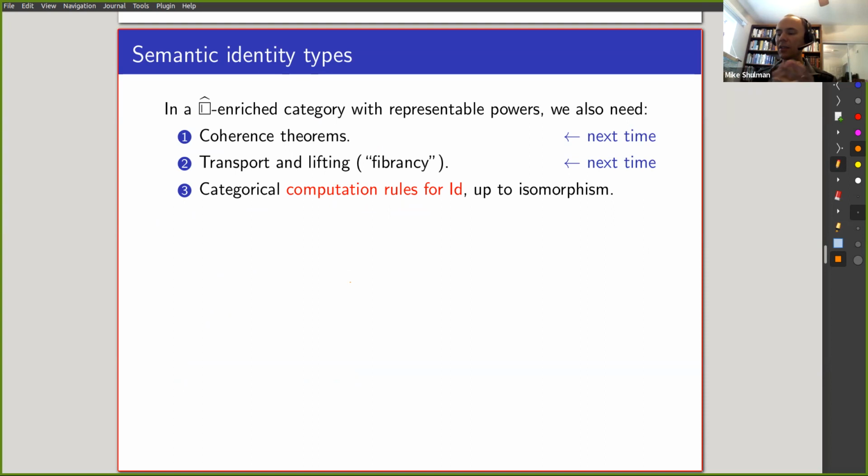We need transport and lifting to consider fibrant cubical sets or cubical objects. We'll talk more about those next time, but we also need these computation rules for the identity type. So these things like id of a product is a product of ids, id of a function is this function extensionality thing.